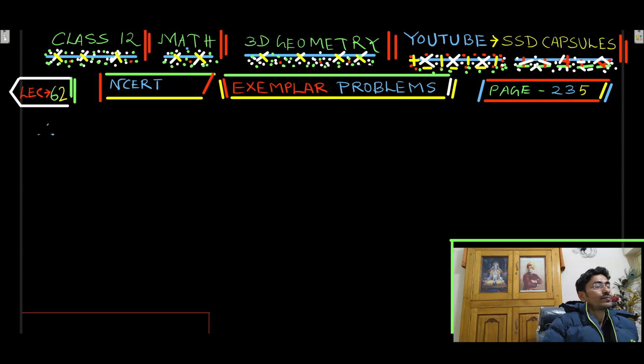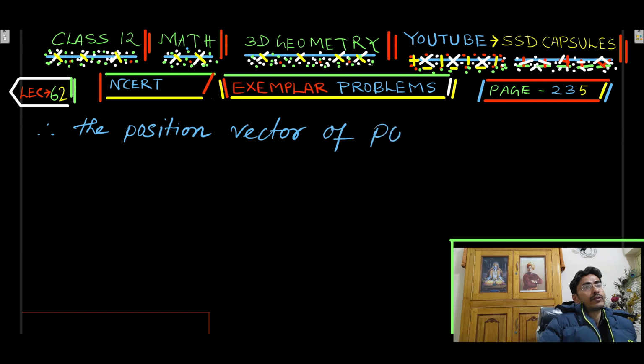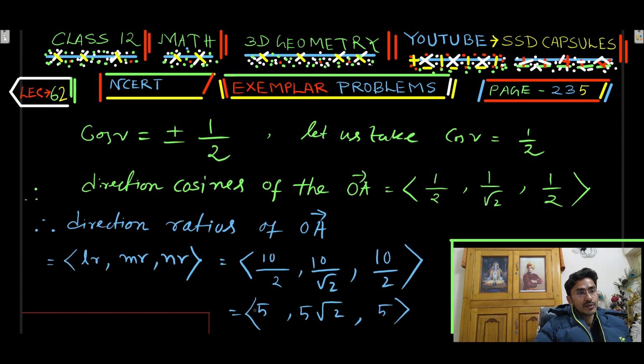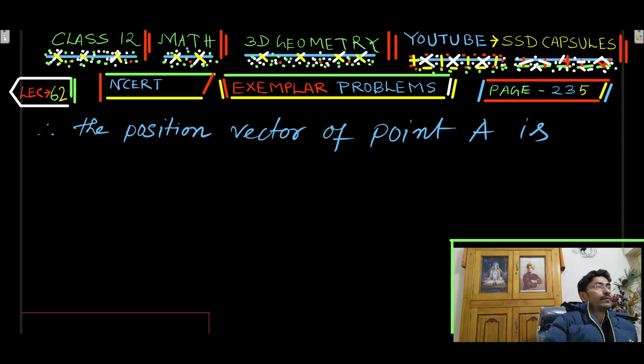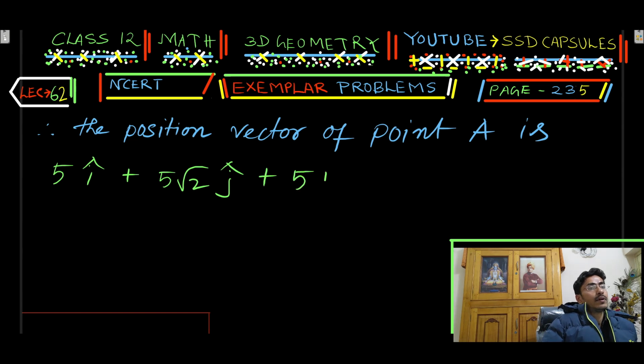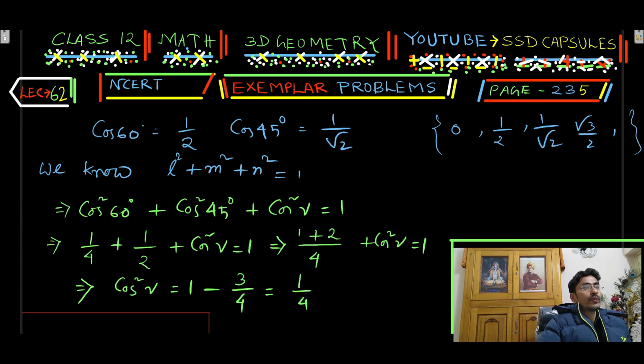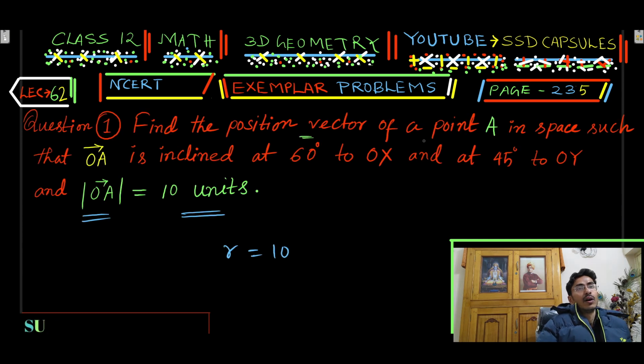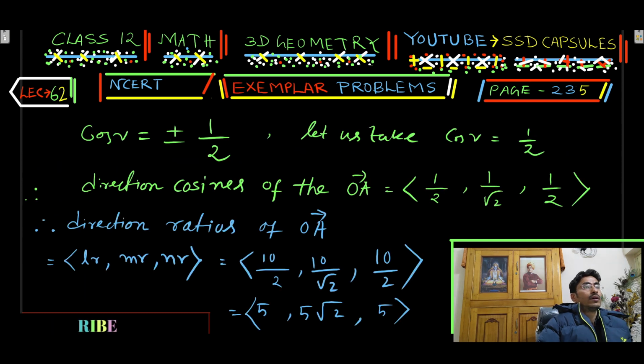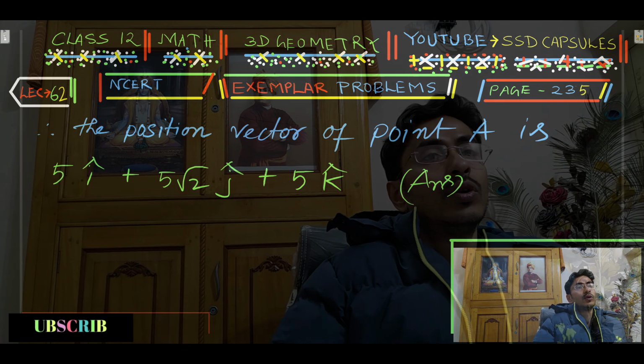So therefore, the position vector of point A is 5 i cap plus 5 root 2 j cap plus 5 k cap. So that is how we find the position vector of point A. This is the answer. So we have reached the end of today's video.